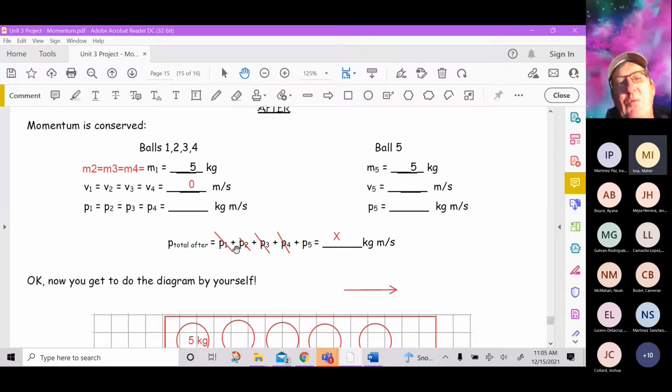So whatever the momentum was in these 4, it was 0, which means my total momentum is totally dependent on the momentum of ball number 5. But wait a minute. What's the box?